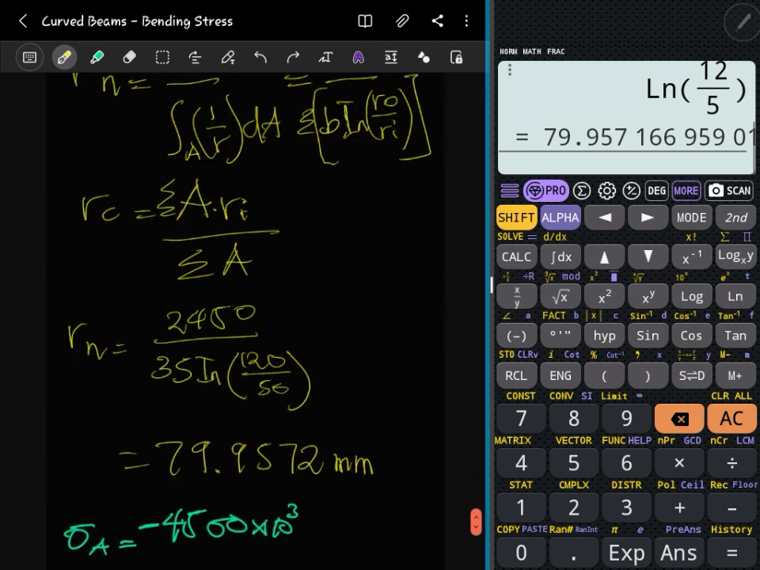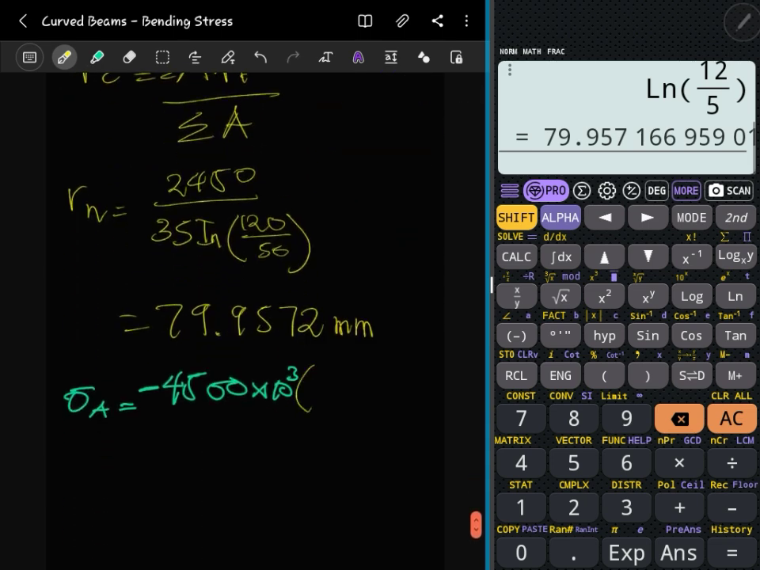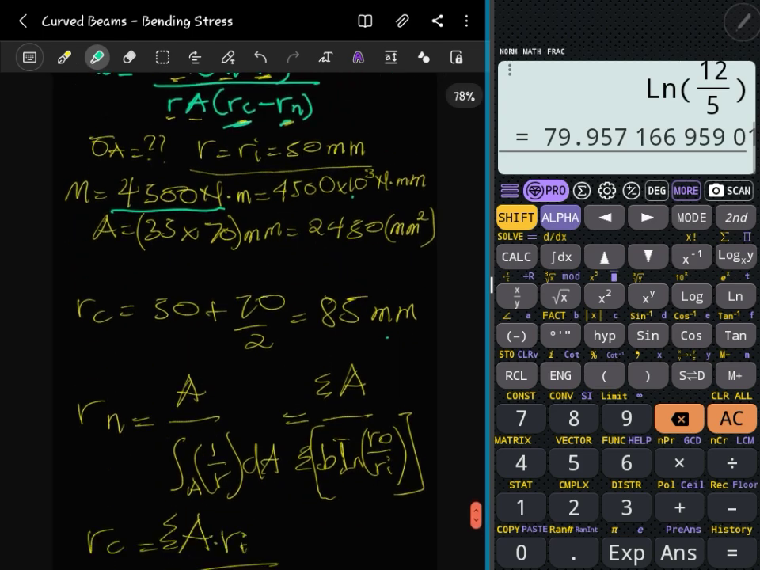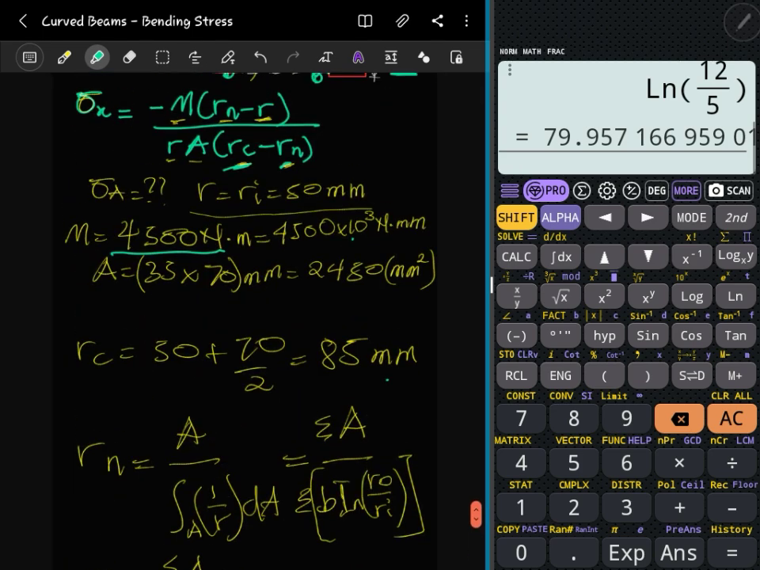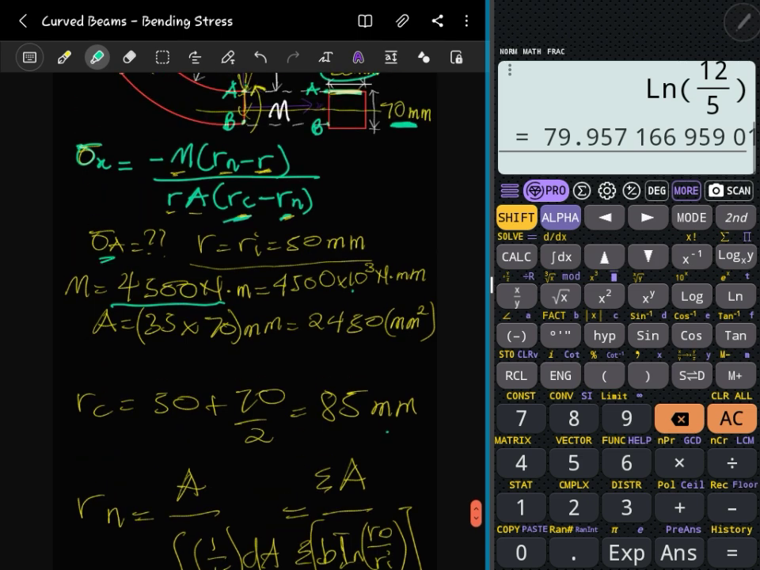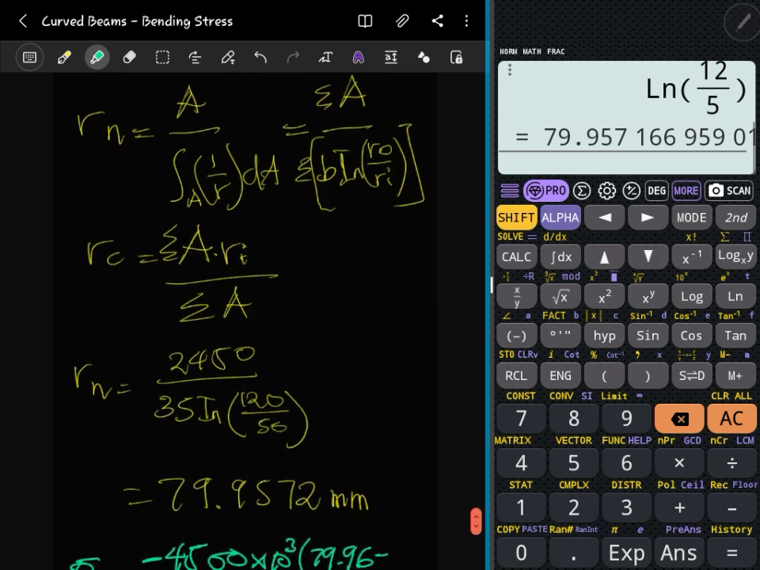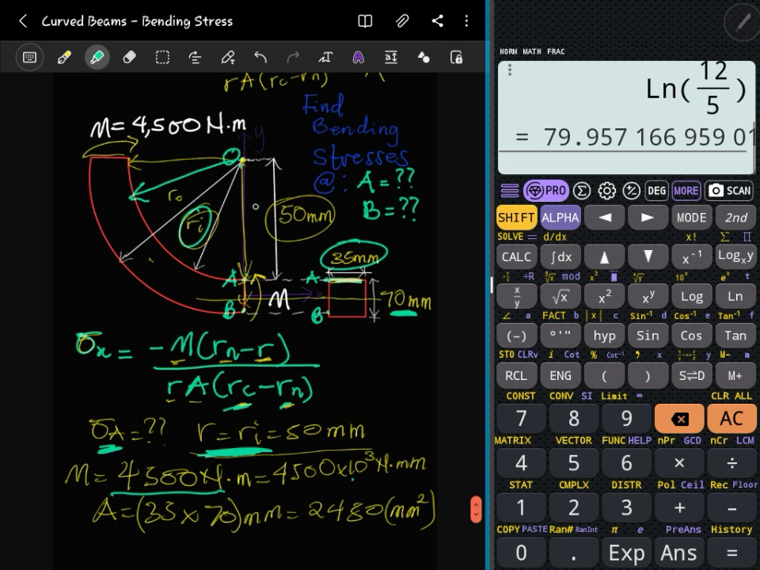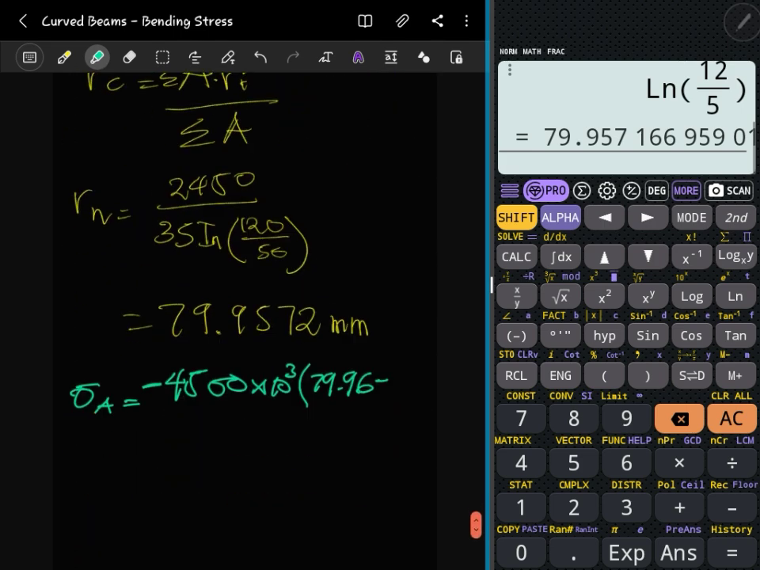M. Now we do the Rn. We know that our Rn is 79.9. This is 6, but we use the actual value during computation. And then our R, because we are trying to find the stress at A, will be the radius of curvature from the center of curvature to the position of A, which we know to be 50. When we look at this A, from here to here is 50. So 50.